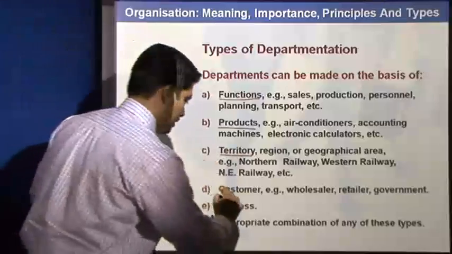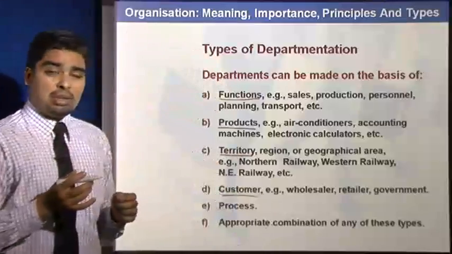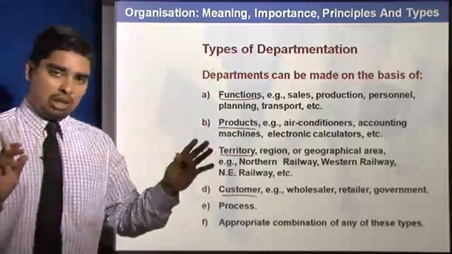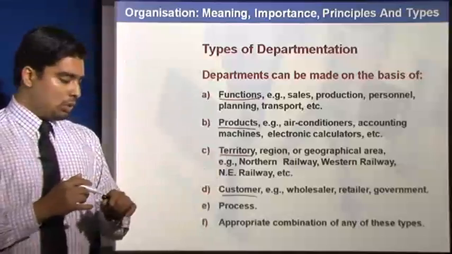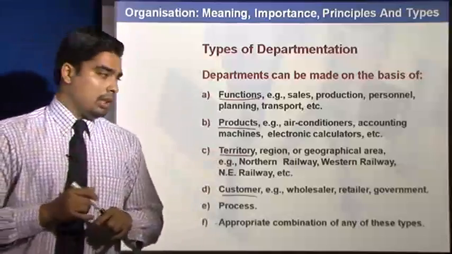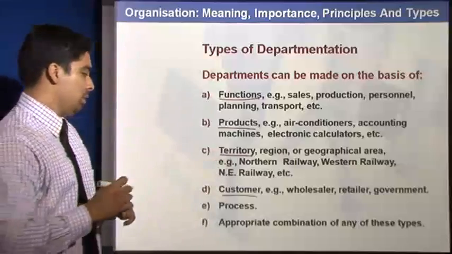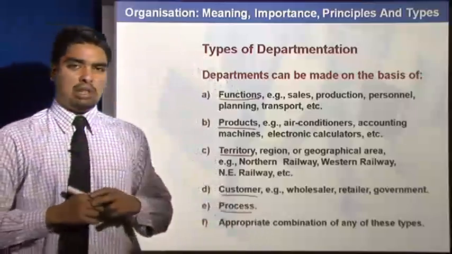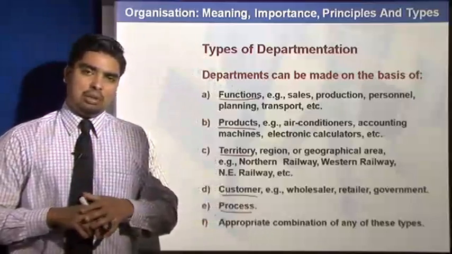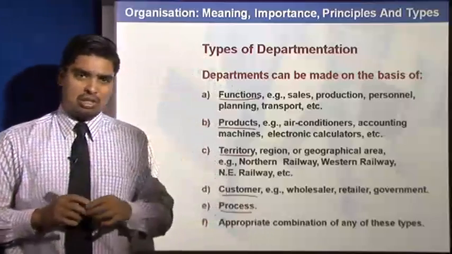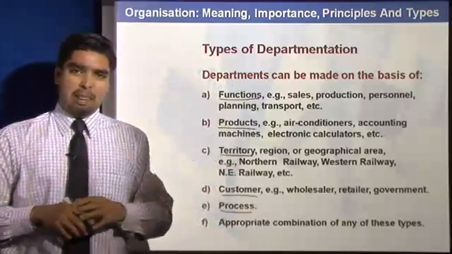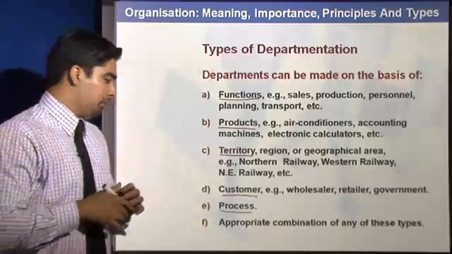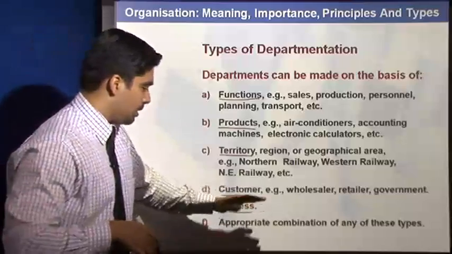Then you have customers. So you could have internal customers, external customers. You could be at different areas of the supply chain. So based on who you are, you could be a wholesaler, you could be a retailer, or it could even be based on the process. Say for example, in a manufacturing company, you could have the galvanizing process, the oxidization process, different types of processes which are available within a given system. So you could also be departmentalized based on the process.